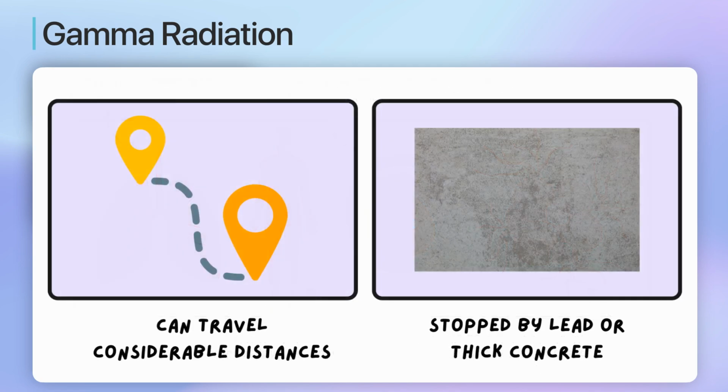Gamma rays are the most dangerous in a laboratory setting because they can travel considerable distances and penetrate most materials, including skin and clothes. Dense materials like lead or thick concrete are required to provide effective shielding. Therefore, extreme care must be taken when working with gamma radiation to protect oneself from exposure.